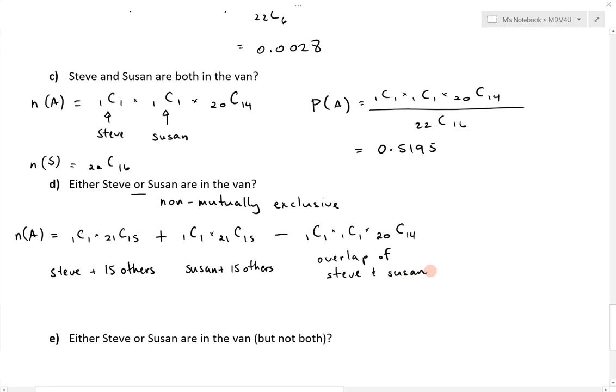Okay, and if you plug all this into a calculator to calculate the probability, you'd find that the probability is about 0.9351, 93.51%.